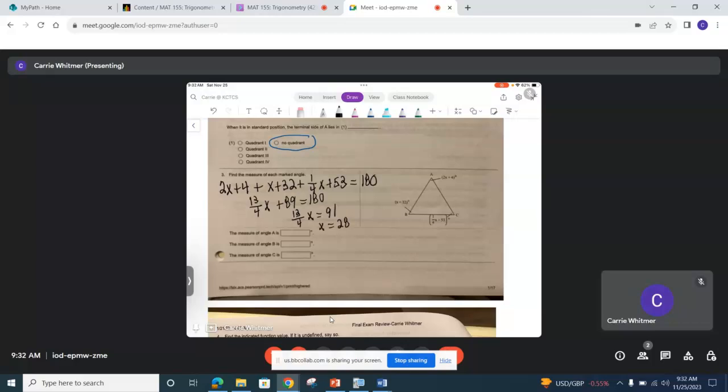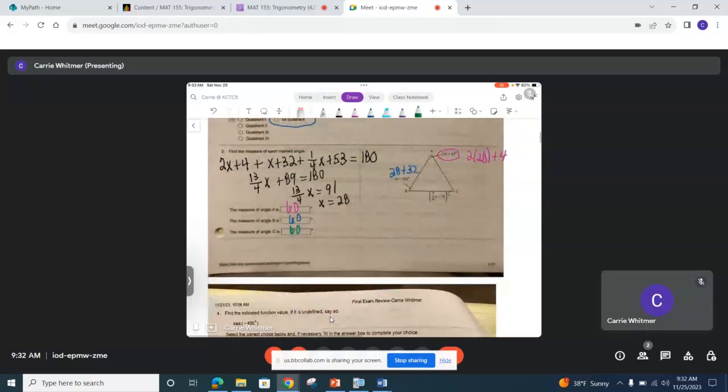Okay. So then when we want to find the measure of angle A, we're going to say 2 times 28 plus 4. So that'll give me 60 degrees. When we want to find the measure of angle B, we're going to say 28 plus 32. So 32 that is, not 36. So that gives me 60 degrees. And that leaves the other angle also being 60 degrees without even substituting it in, because the angles have to add to 180.